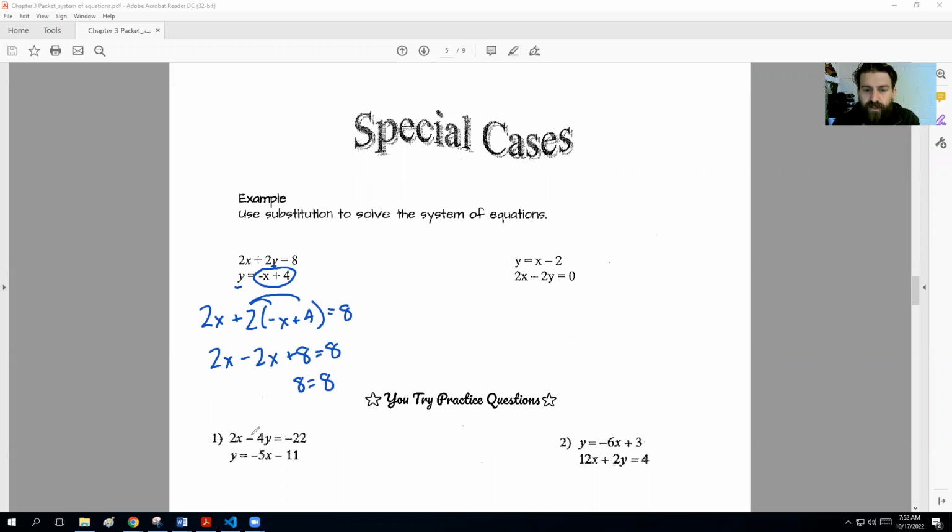So the problem here is we have no x that we can solve for. The x has gone away. So whenever the variables cancel each other out, you're left with either no solution or all real numbers. And the difference between the two is if you look at this, does 8 equal 8? Yes. And so that means we're going to have infinite solutions, or the answer is going to be all real numbers, meaning any solution that works for one of them is going to work for the other one.